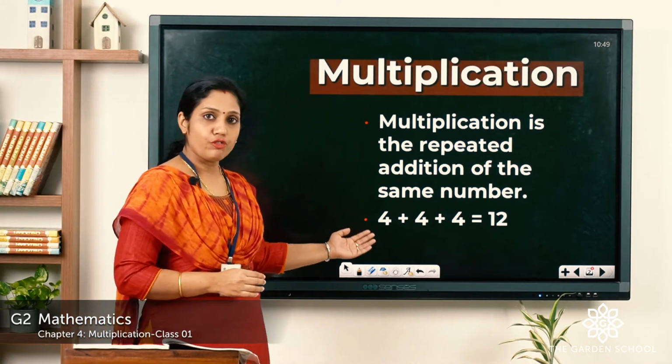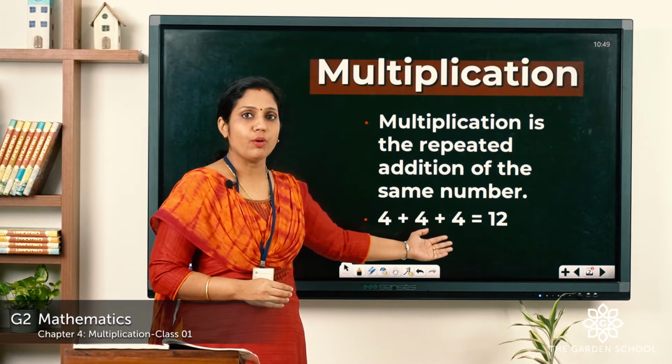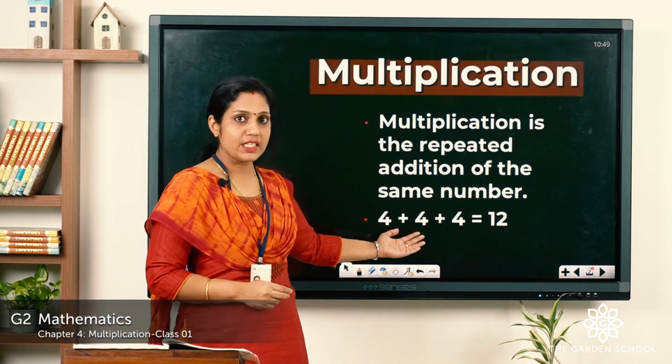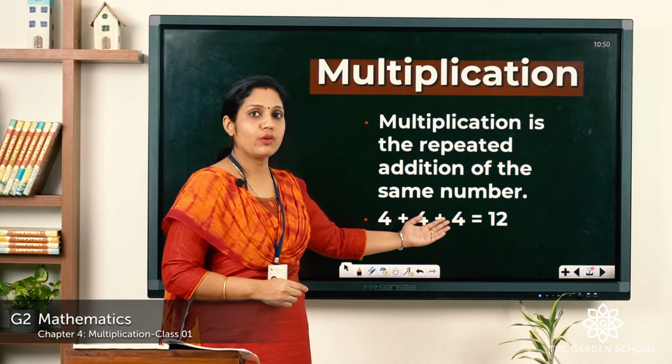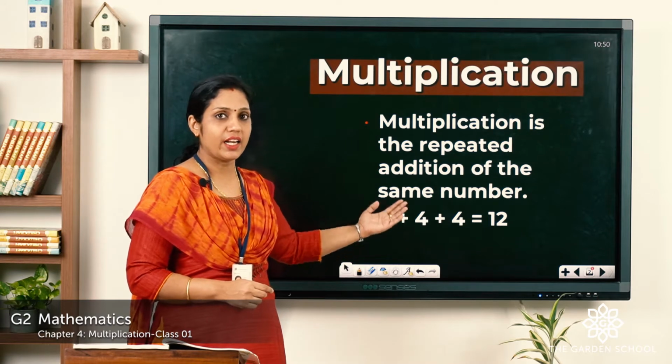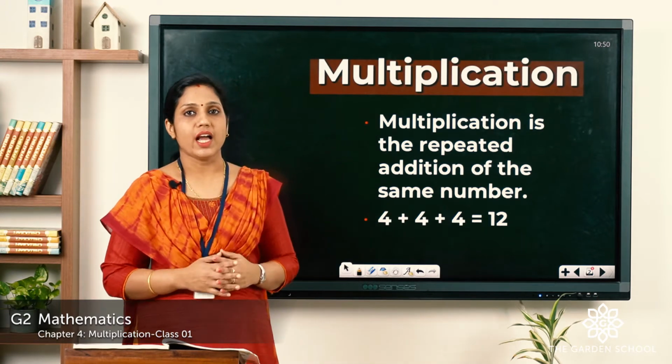Here we have 4 plus 4 plus 4 is equal to 12. So how can we find out? 4 plus 4 is 8 and 8 plus 4 is 12. Here you can see the same number repeated again and again. So that is repeated addition.